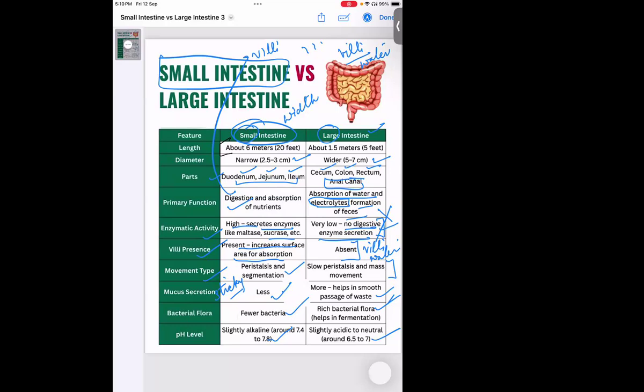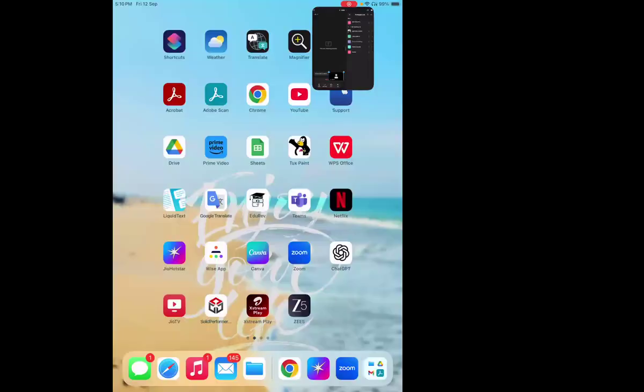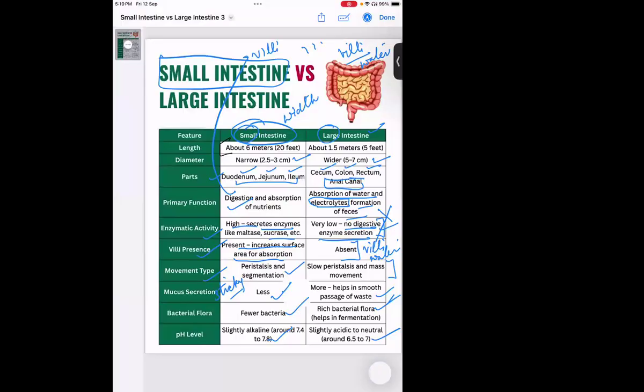Am I clear with this? Shreyansh, Snehal? Yes, Charvi, ma'am. Nishika? Yes, ma'am. I'll repeat this because I think Snehal and Nishika have joined late.